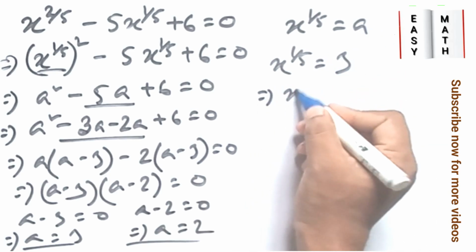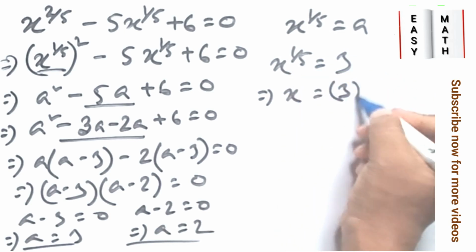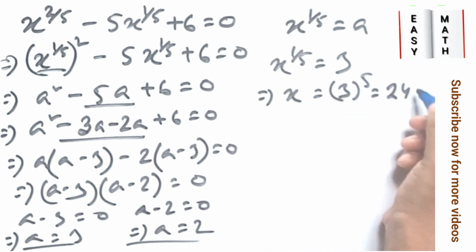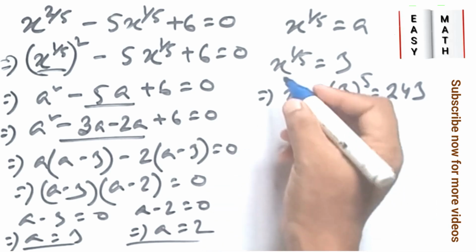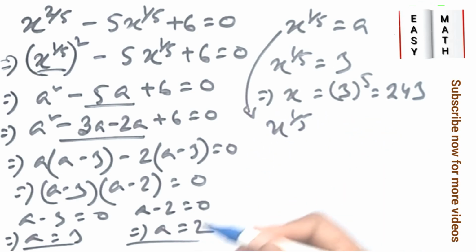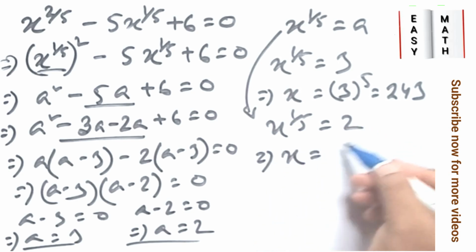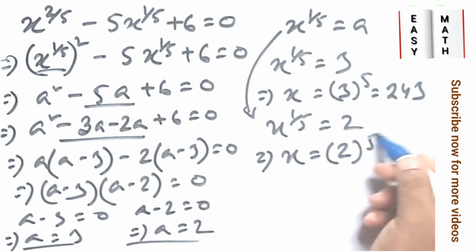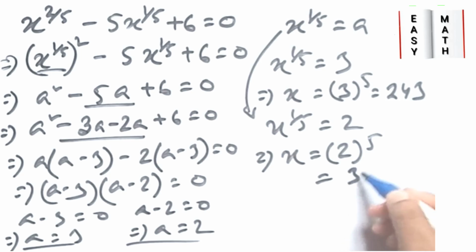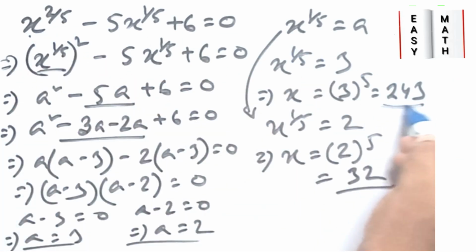So we can write x, this is the power of 5, so the value is 243. And now again put x to the power 1 by 5, this is 2, so x is equal to, this is the power of 5, so this value is 32. So we get the x value is this, or x value is this.